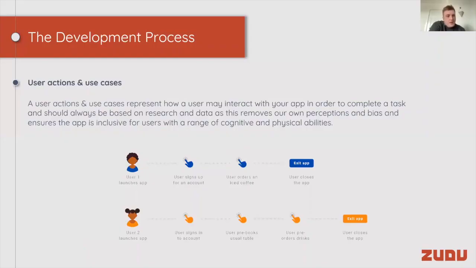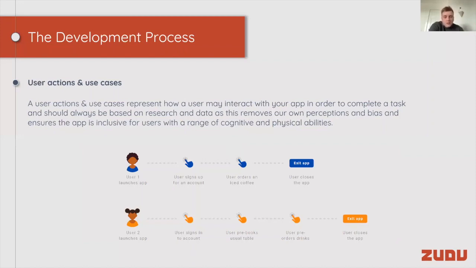User actions and use cases. A user action and use case represents how a user may interact with your app in order to complete a task, and should always be based on research and data, as this removes our own perceptions and bias and ensures the app is inclusive for users with a range of cognitive and physical abilities.